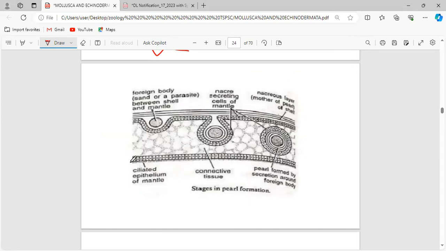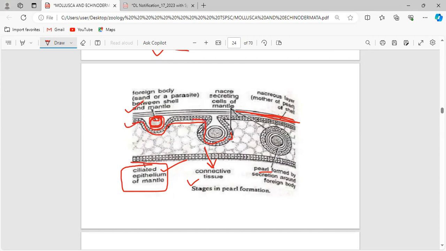See, this will be the ciliated epithelium of the mantle. What is it? Ciliated epithelium. Now this will be the connective tissue. This will be the shell. Consider this as a shell, and these are all the mantle epithelium. Now, this will be the foreign particle. The foreign particle has now entered between the shell and the mantle cavity.